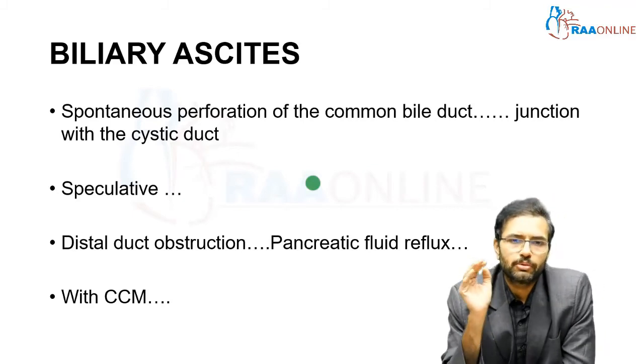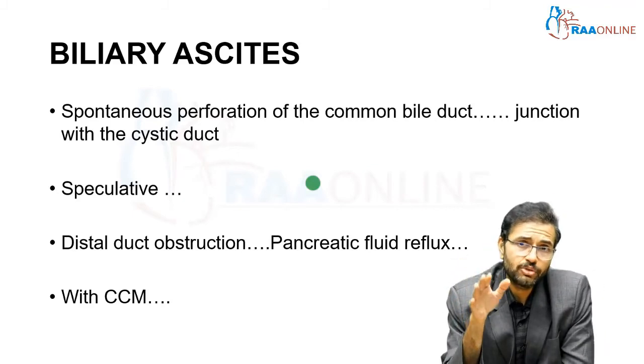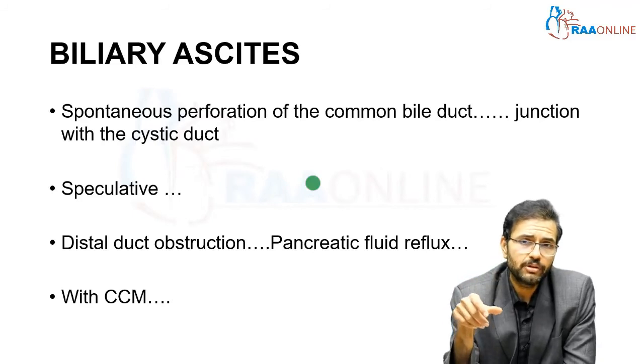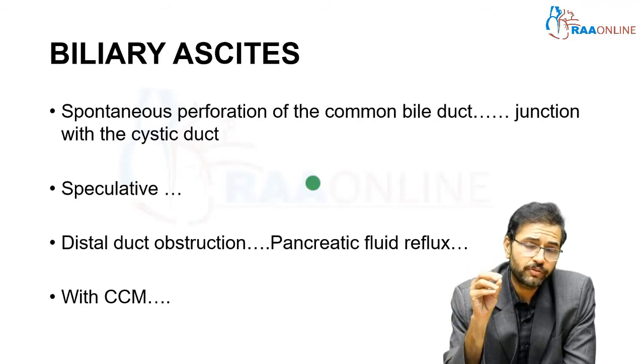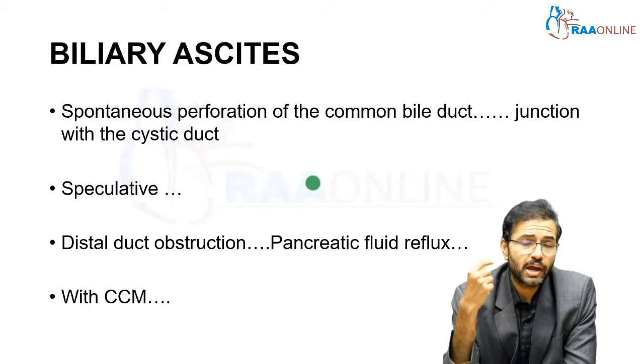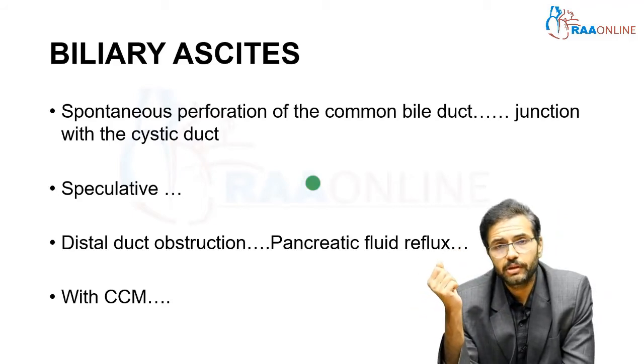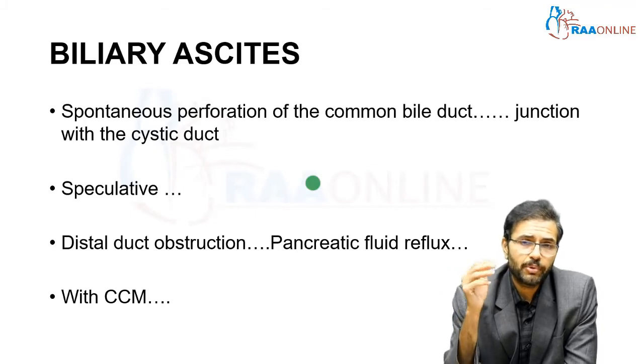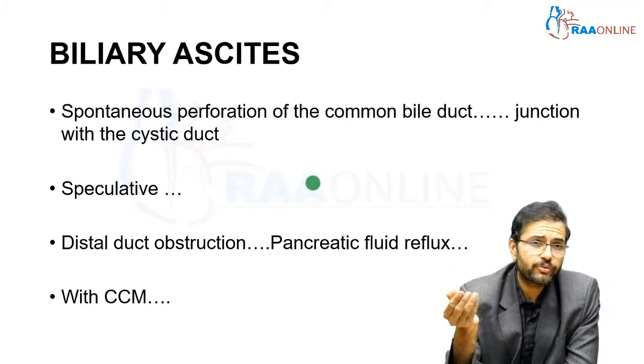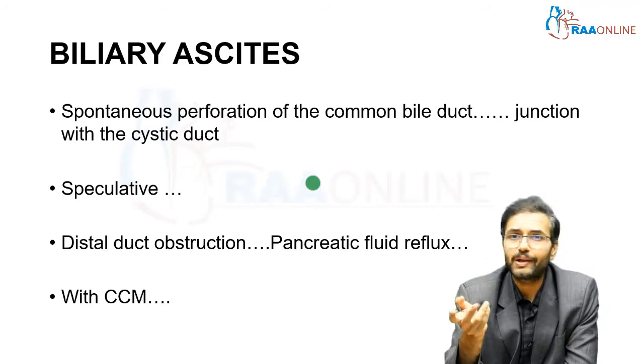Okay. So, biliary ascites can occur because of a spontaneous CBD perforation, or because of a perforation involving the gallbladder, or a perforation involving the cystic duct also. It is very important to understand a few causes for this biliary ascites. More often than not, there may not be any underlying cause.